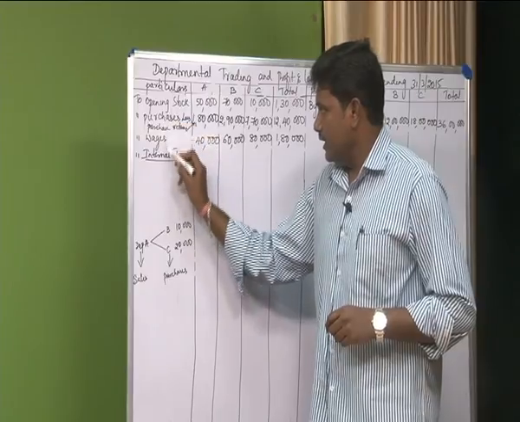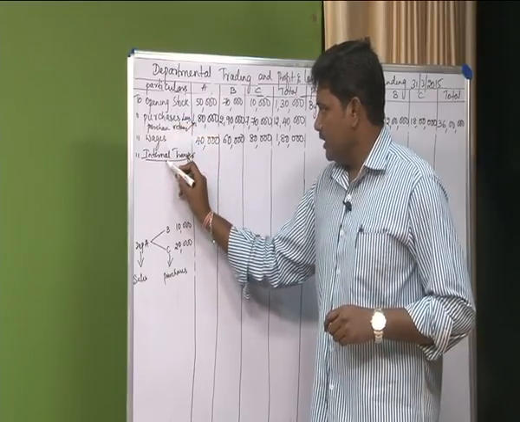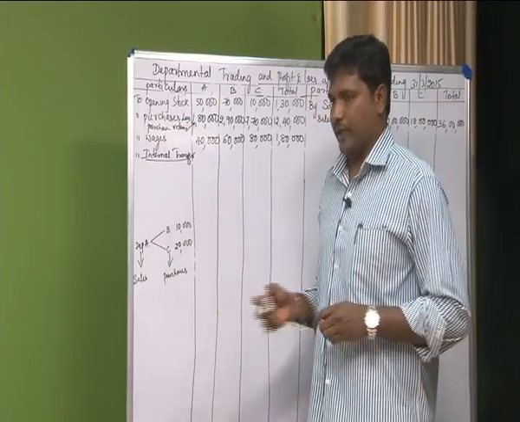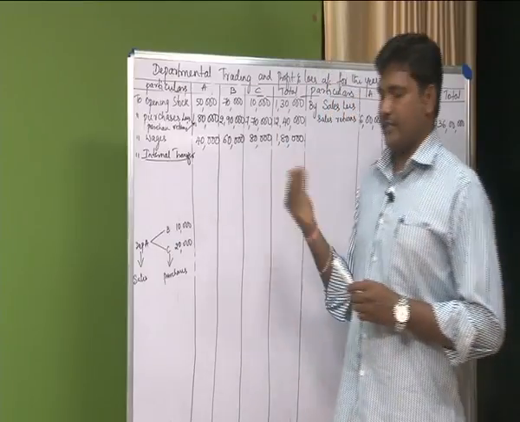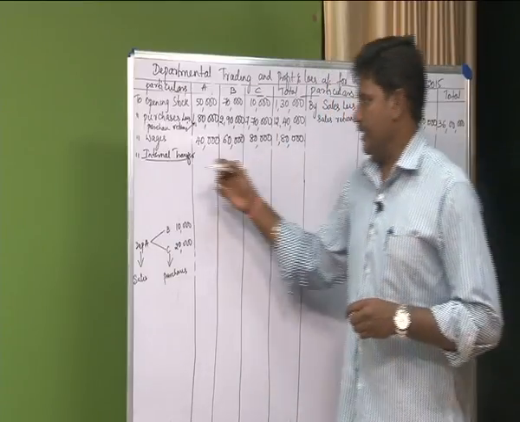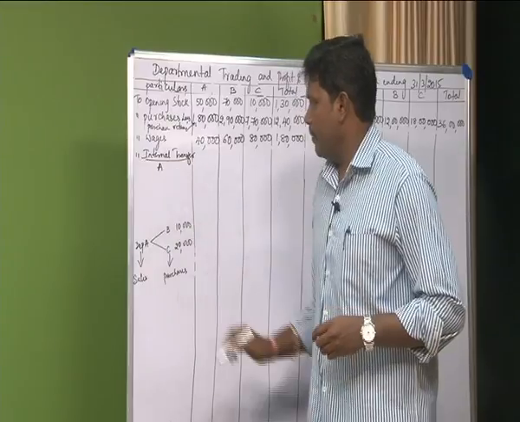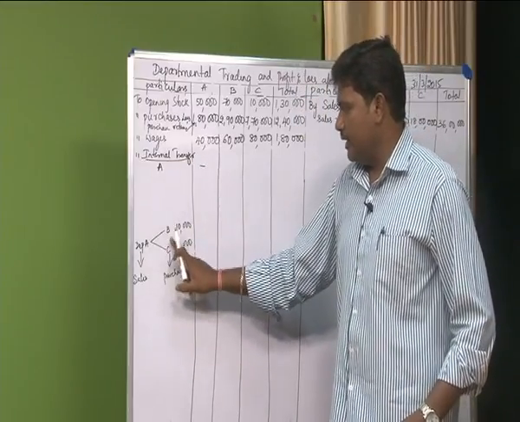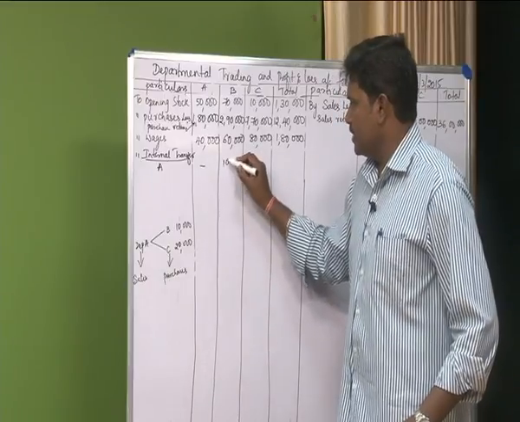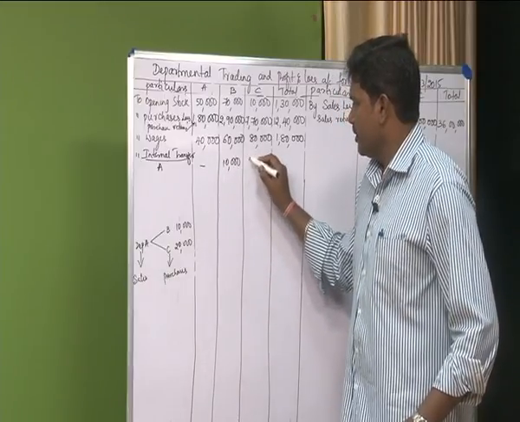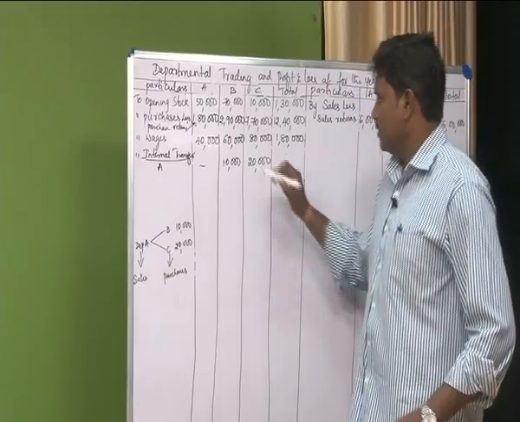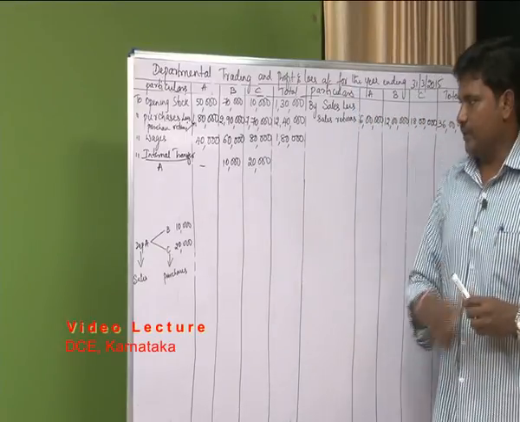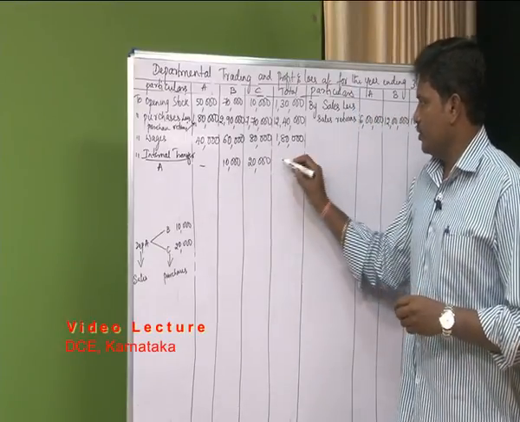Purchases means internal transfer, so this amount should be included in purchases. Since purchases is already there, we are taking it separately. Goods transferred from A are to be debited to department B and department C to the extent of 10,000 and 20,000. So 10 plus 20, it will be 30,000.